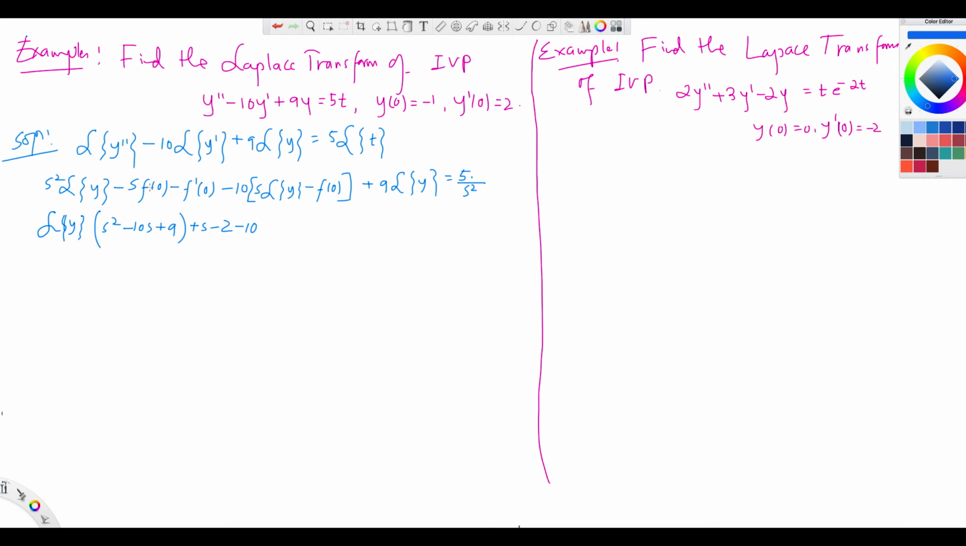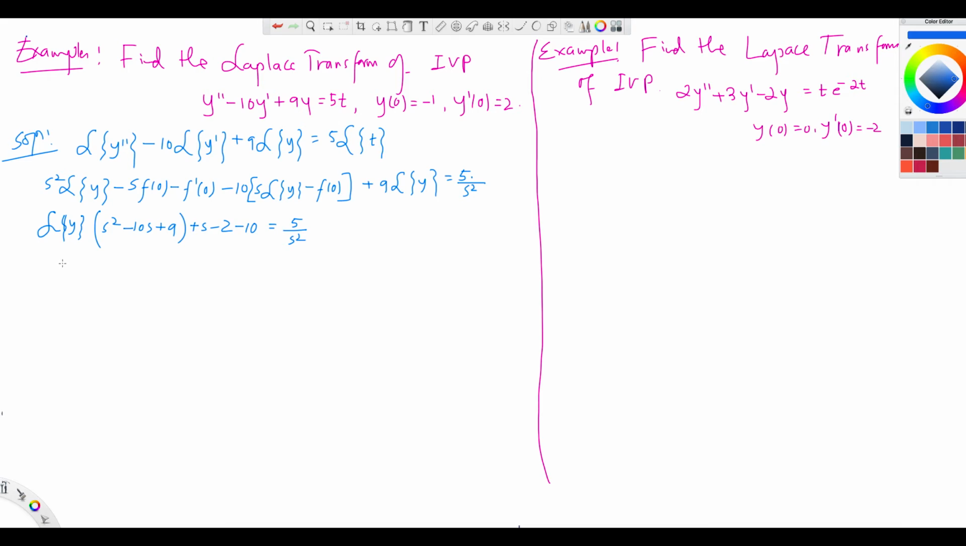So we have s, f of 0 is negative 1. So negative s times negative 1 is positive s. And then f prime of 0 is 2, so it is negative 2. And there you get negative 10 times negative f of 0. What is negative f of 0? f of 0 is negative 1, so negative f of 0 is positive 1. So negative 10 times positive 1 will be negative 10. Okay, equals 5 over s squared. You see that? Now you need to solve for the Laplace transform of y, right?